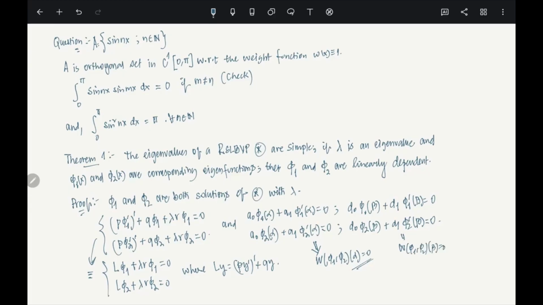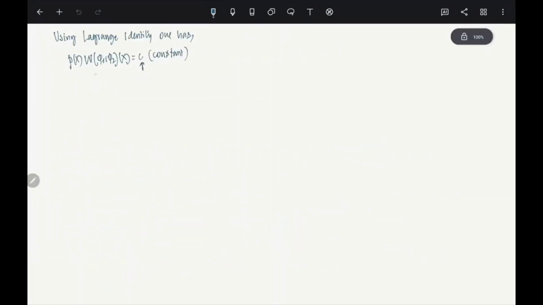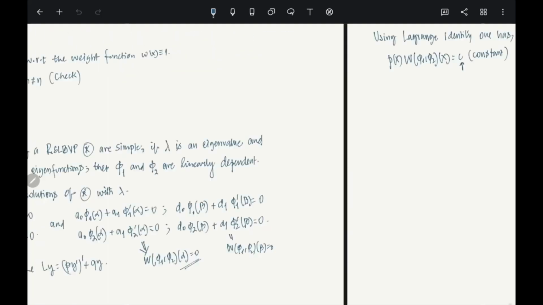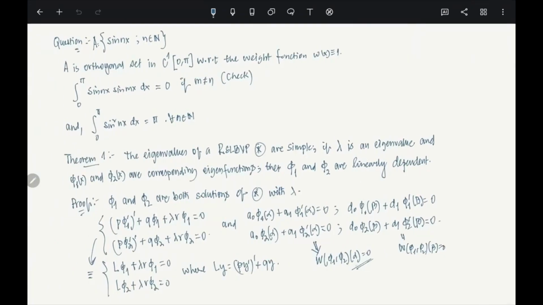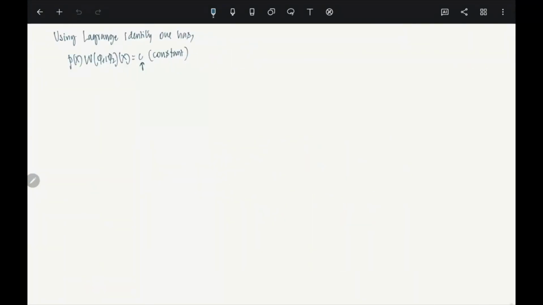Now, if you remember, P is non-zero, given to you. So we have to find the value of C here. Since the Wronskian of phi1, phi2 at the point alpha is 0, then C has to be equal to 0. There is no other way, right?